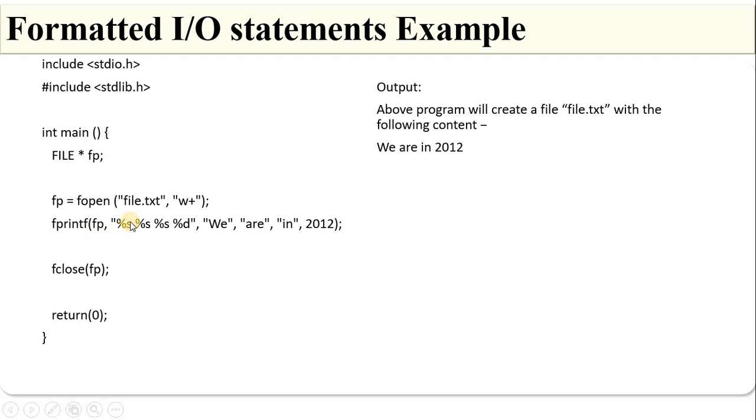This is a file pointer, this is a control string. The first one is a string, the second is also a string, the third one is also a string, and the fourth one is an integer type. Then you are closing it and returning it. After running this program, if you open file.txt, you should see the content "we are in 20 tolu". Hope this is clear.